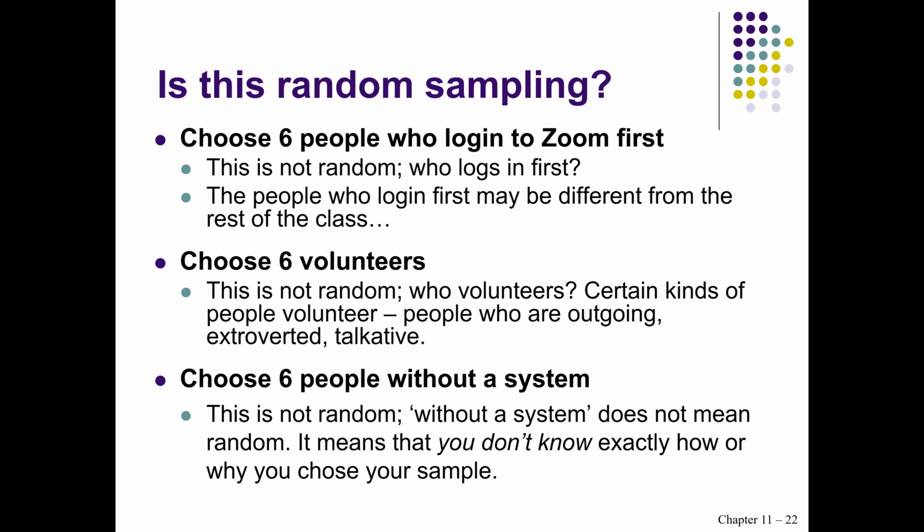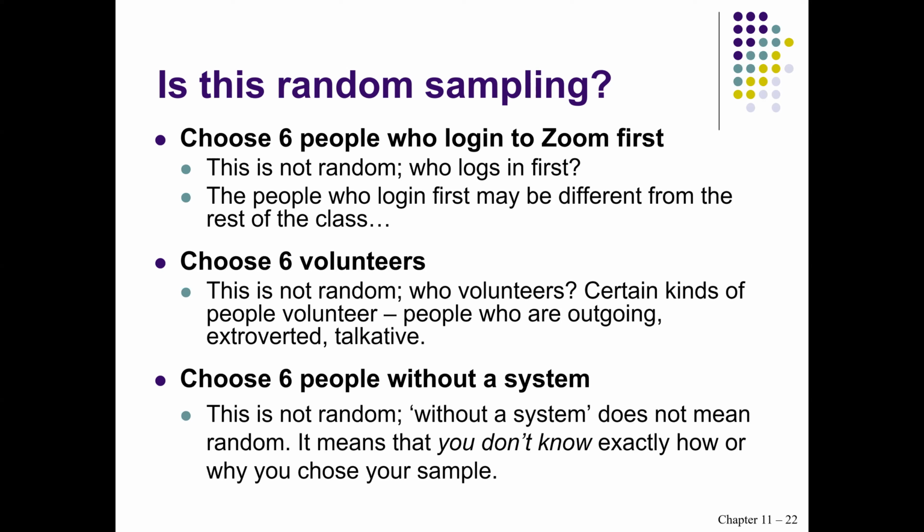Okay. So first, choosing 6 people, the first 6 people who log into Zoom is not a random sample. So this is not a probability sample. And it's not a probability sample because everybody who is in the class did not have the opportunity to be selected to be in the sample. I just chose the people who logged in first. And so the people who logged in first might be different from everybody else in the class in some way. So this is not a probability sample.